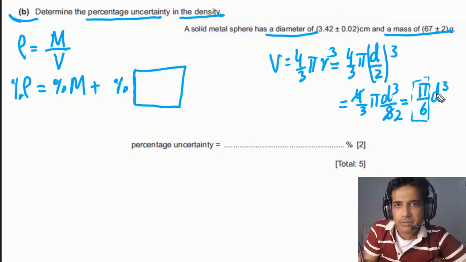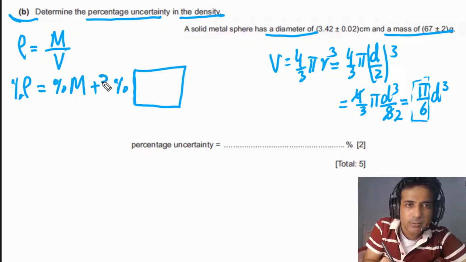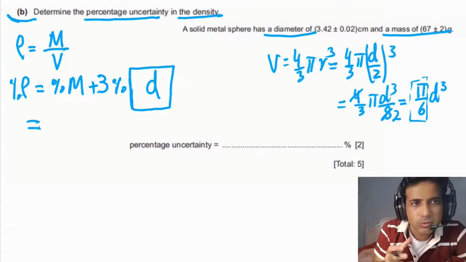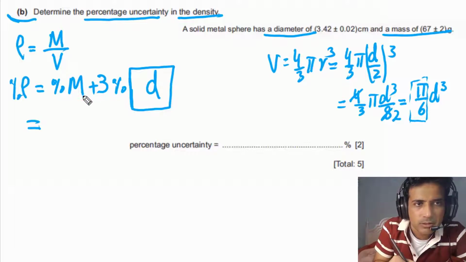As diameter has a power, which means it has an exponent, the exponent has to come in front of the percentage uncertainty. So here we need to consider the percentage uncertainty in diameter. This is the main concept needed to answer this question. Now we need to calculate the percentage uncertainty in mass and the percentage uncertainty in diameter.